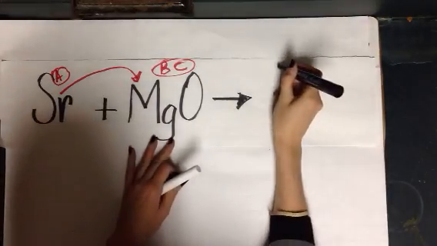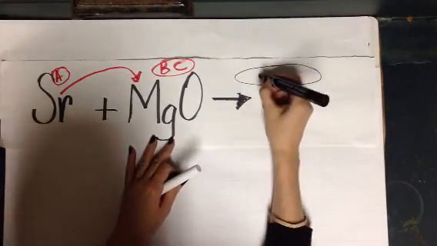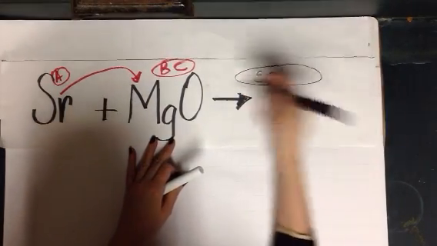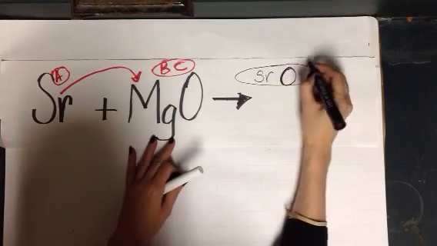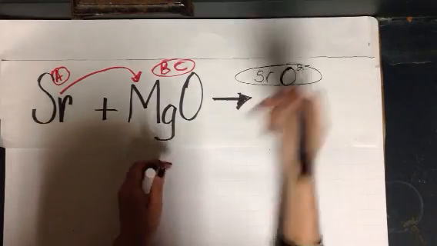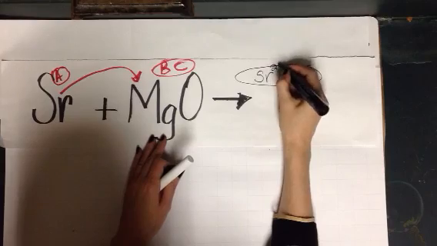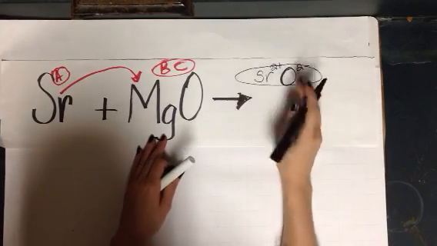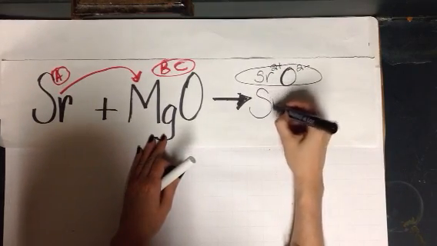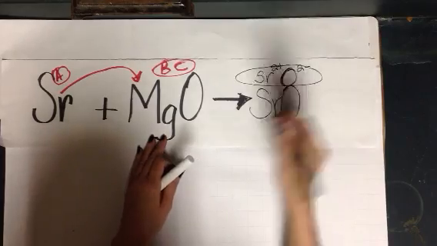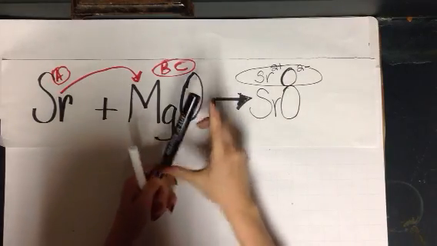Now remember, in a bubble up here on the top, I'd like to see your work. Strontium wants to come together with oxygen. Oxygen's charge is 2 minus. Strontium is 2 plus. So 2 plus and 2 minus give you SrO. You only need one of each to neutralize the charges.